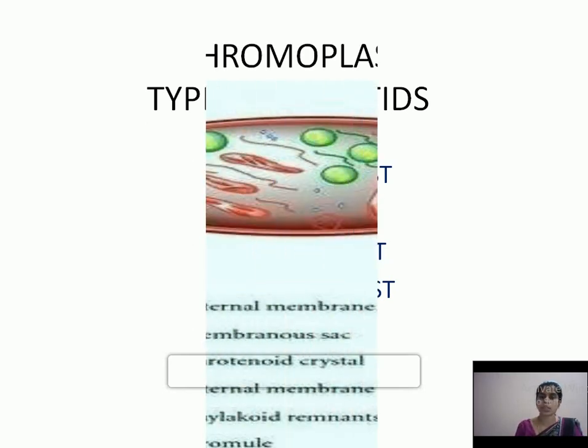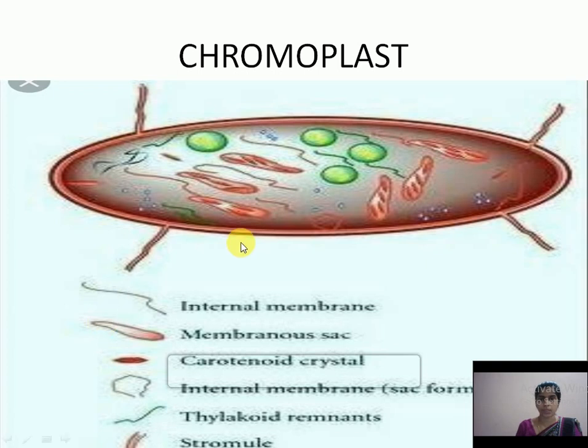So first we are going to discuss chromoplast. See, this is the structure of chromoplast. This line is the internal membrane. These membranes are the membranous sacs. And next, see this one, these are the internal membrane or sac formation.